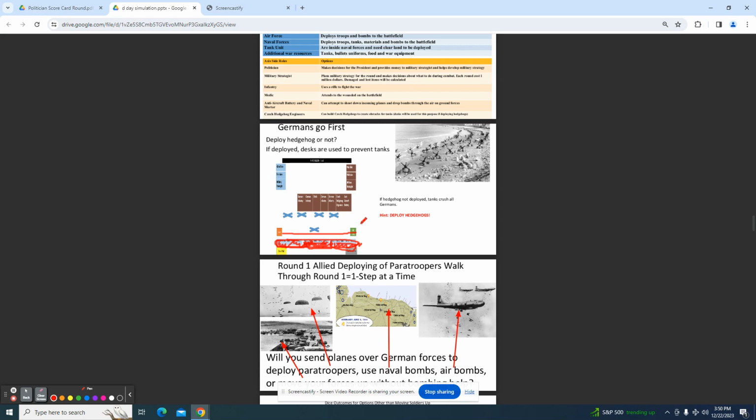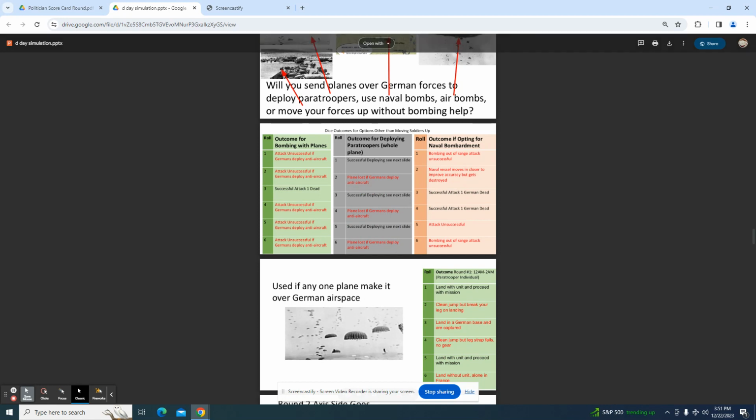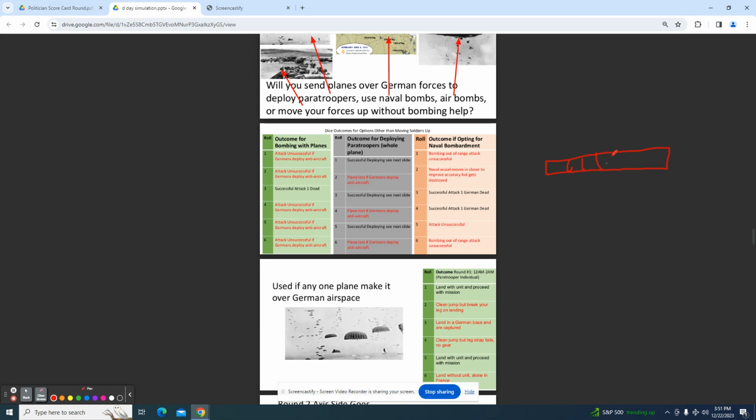If on the Allied side, let's just say the Allies decide a naval bombardment. Let's say they're lucky and they keep getting a 3 and a 4. What happens in that scenario is that the German soldiers here, they start getting removed. And once the German soldiers are down to 1, the next phase then begins.